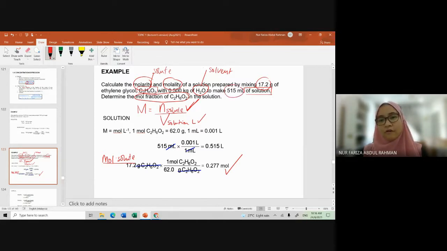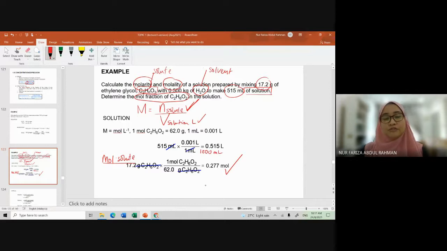This is the volume of the solution, and it is in milliliter. So you have to convert into liter. You may use 0.01 liter over 1 mL, or if I were to decide which one I would use, I would prefer 1 liter is equal to 1000 mL, because that is the one I memorized since school. So let's just use this one, 1000 mL.